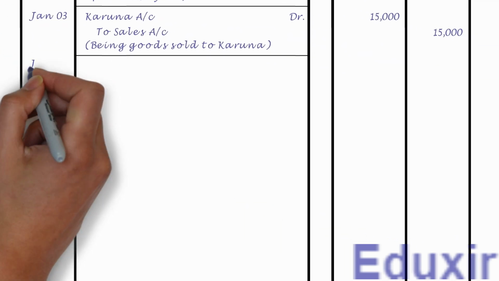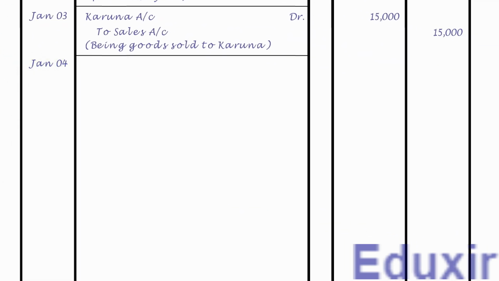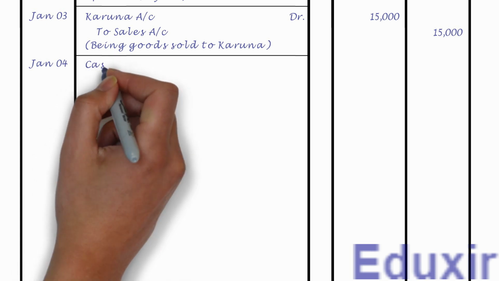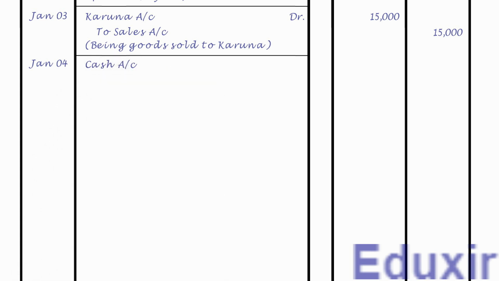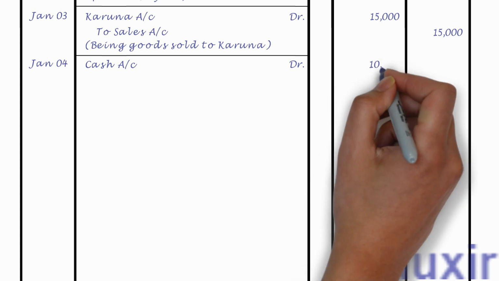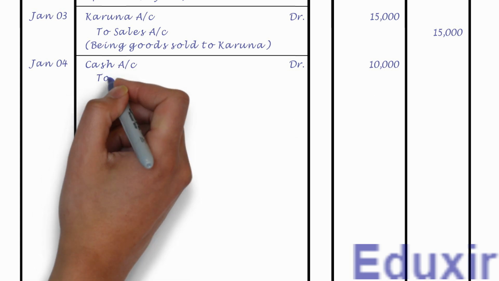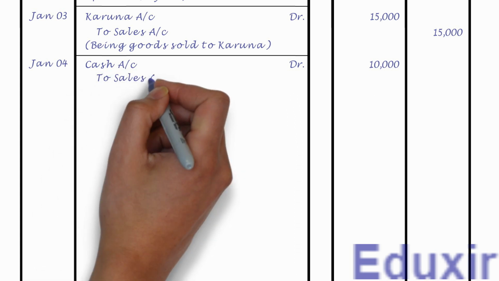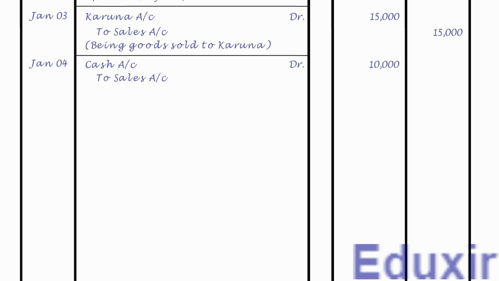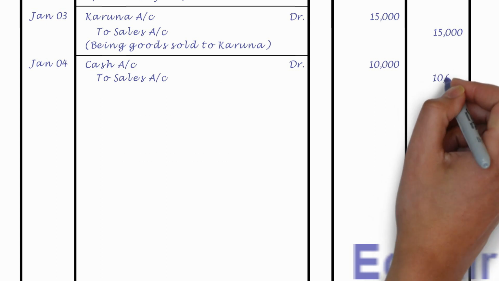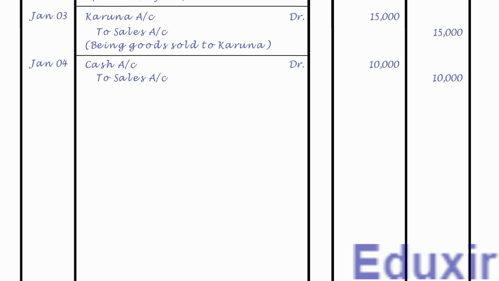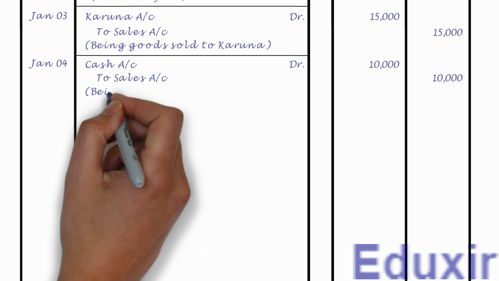Let us first record the date. Let us then record the cash account as the debit entry. Let us also write the text DR to indicate that this is a debit entry. Let us also write the debit amount of 10,000 rupees into the debit amount column. Leaving a margin, let us now record the sales account as the credit entry. Let us also write the credit amount of 10,000 rupees into the credit amount column. Let us now write the description or narration of this transaction, that is, being goods sold for cash.